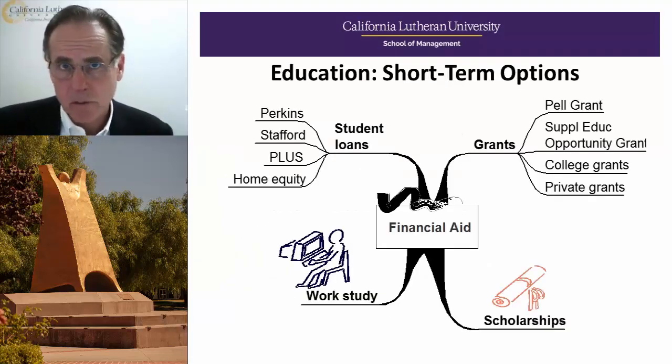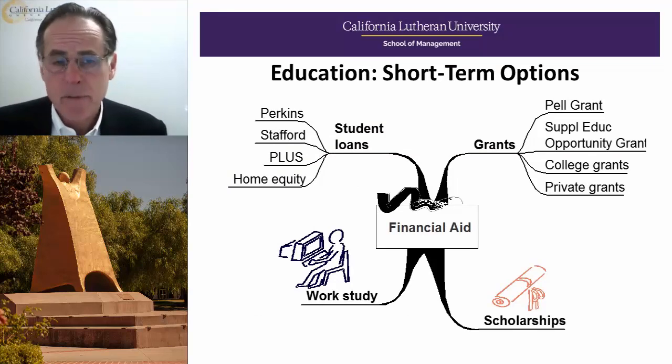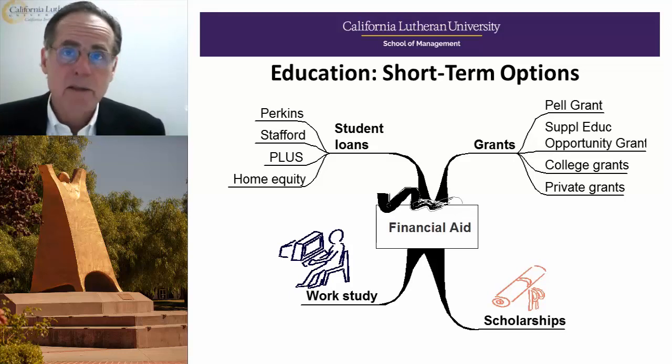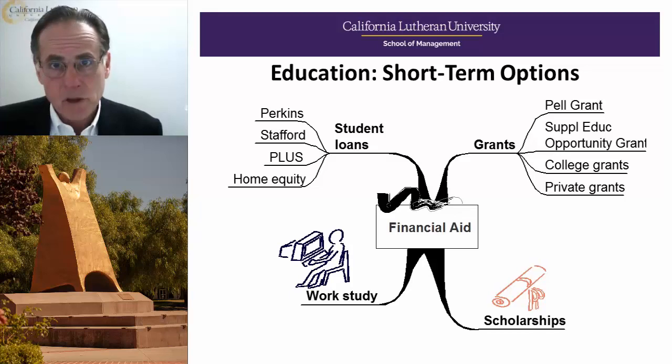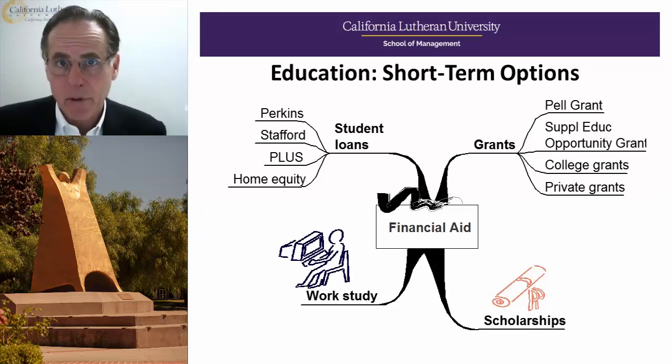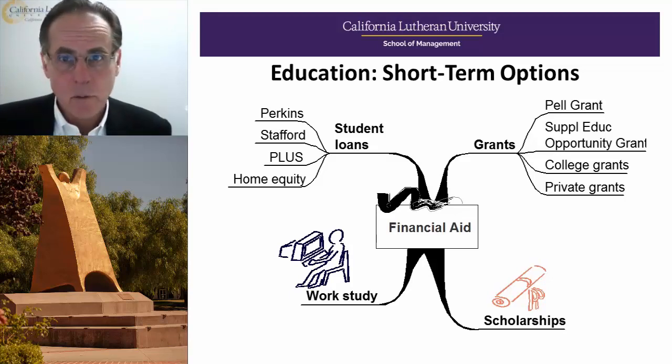Now, given a short-term window where there's not time for that compounding to kick in, there's a variety of options for education. Possibly grants if there's extreme financial need. The child may qualify for scholarships, whether academic or athletic. There are student loans, and you already know about these, or work study.